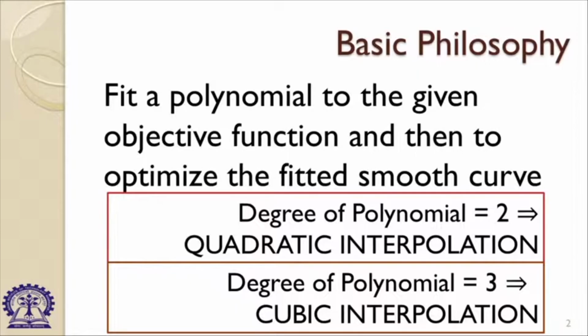Our idea, as it is written, is to fit a polynomial to a given function, and not really find the optimum value for the function given; rather we will find the optimum value of the interpolating polynomial, because that is much easier for us to find the optimal solution.